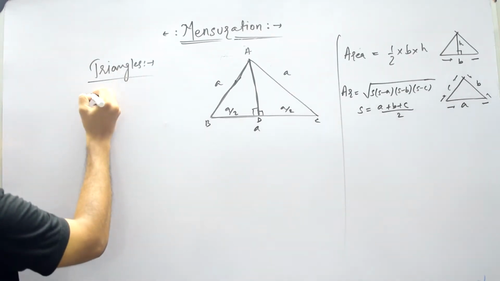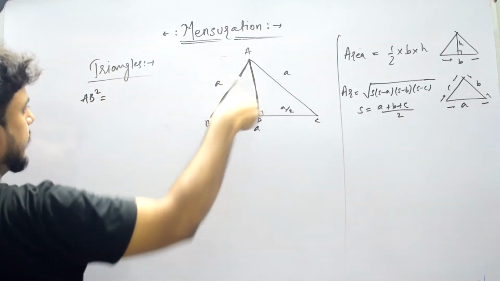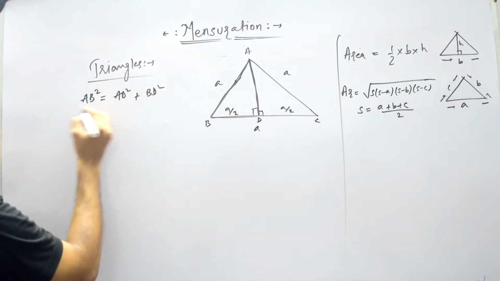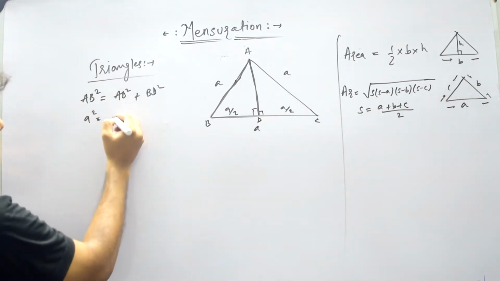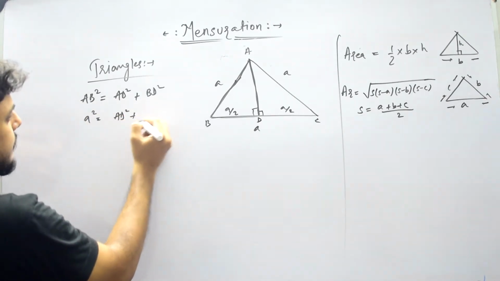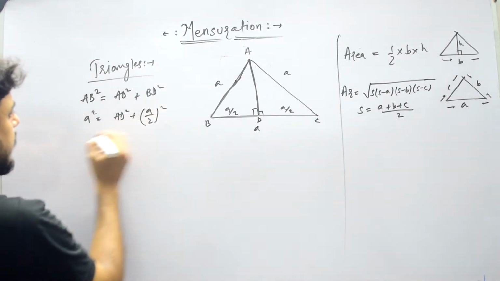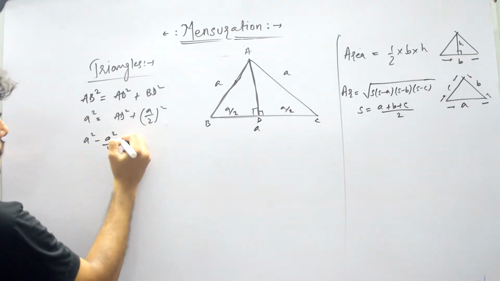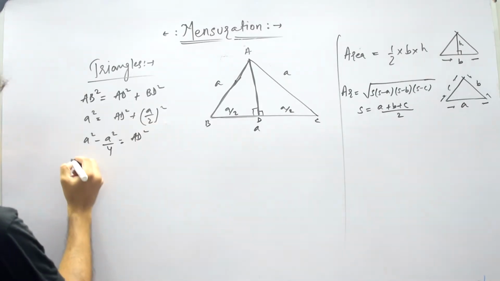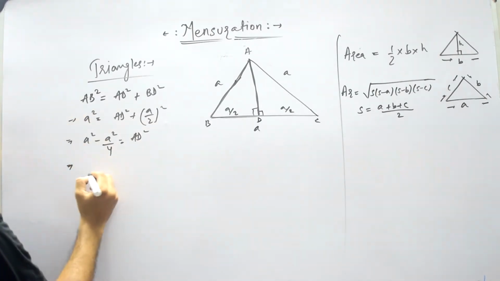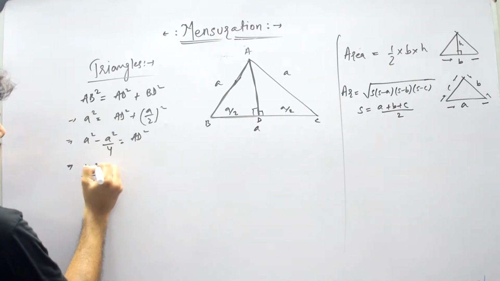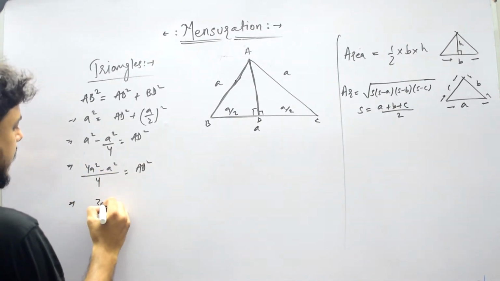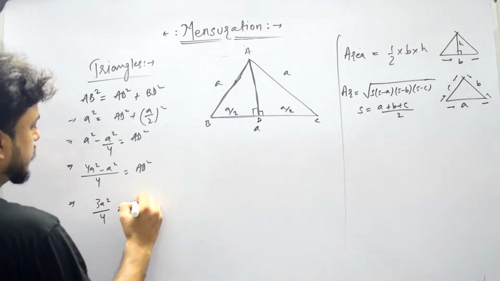So see, we can write AB square equals AD square plus BD square. Now AB is A, so AB square is A square, AD we have to find, and BD is A by 2 whole square. Now A square, and this will come to this side, it becomes A square by 4 equals AD square. Now we will take LCM. So LCM will be 4, it will be 4A square minus A square equals AD square. So that means it is 3A square by 4 equals AD square.